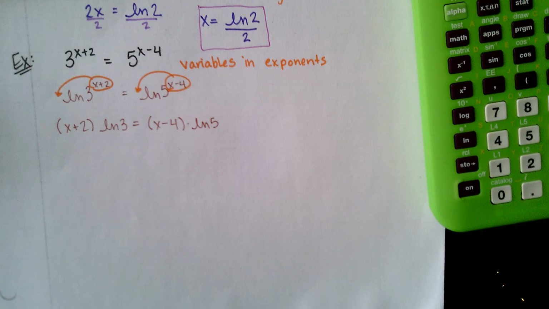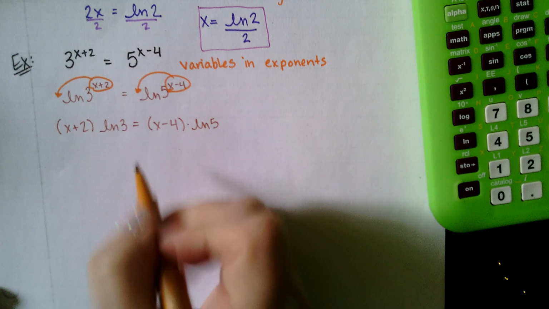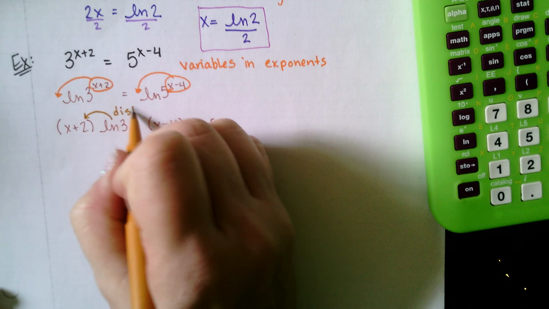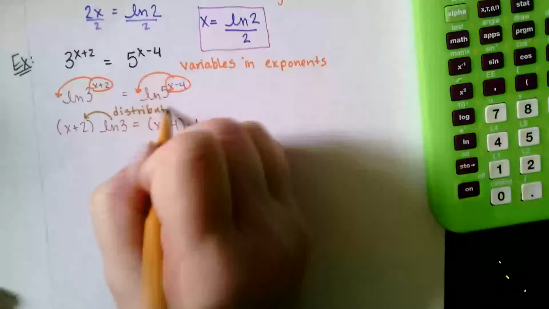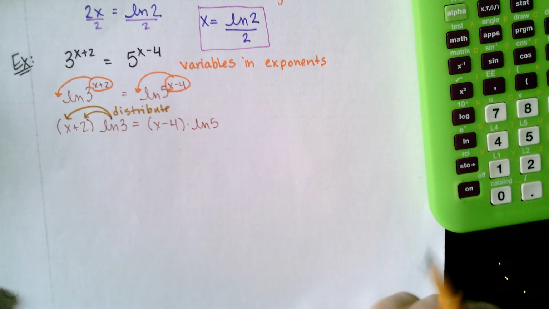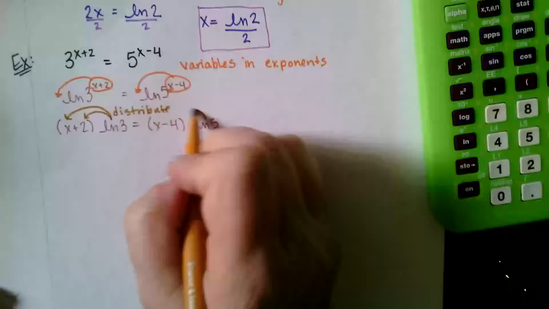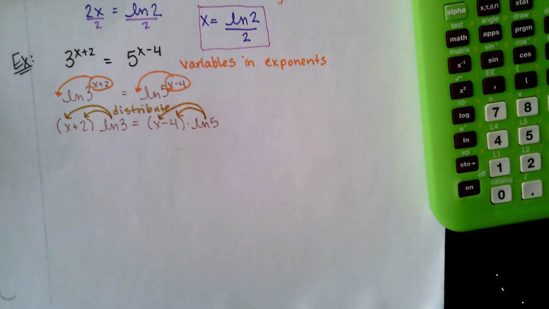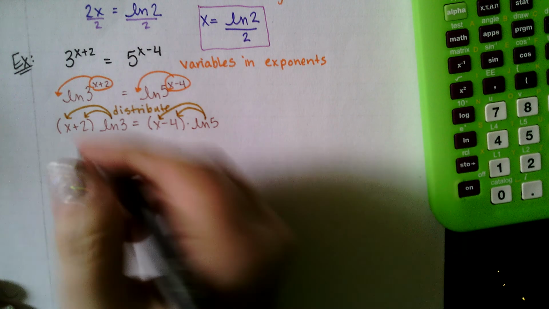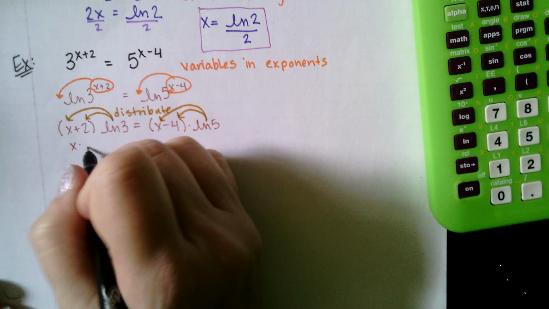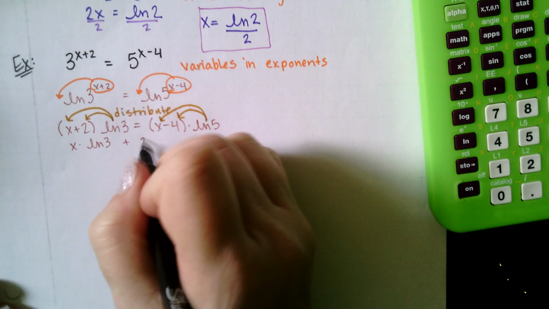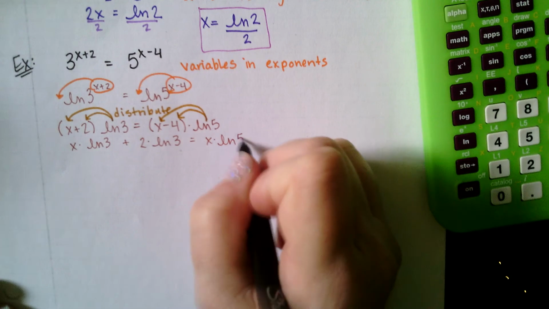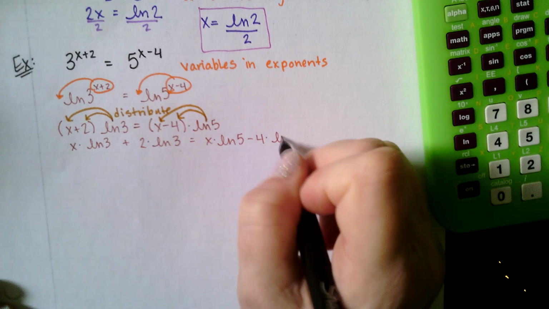From here, we are going to want to distribute our natural logs. So we're going to distribute the natural log of 3 to both of these terms, and we're going to distribute the natural log of 5 to both of these terms. So where does that leave us? We have x times natural log of 3 plus 2 times natural log of 3 equals x times natural log of 5 minus 4 times natural log of 5.